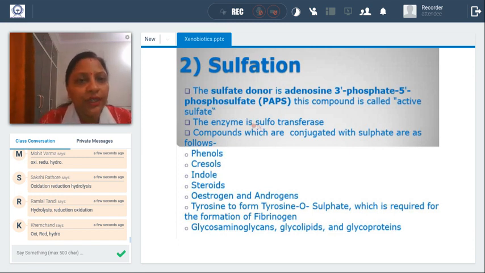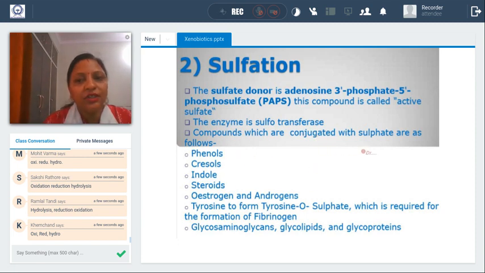Next conjugation reaction is sulfation. The sulfate donor is adenosine 3-phosphate 5-phosphosulfate, that is PAPS. This compound is called active sulfate. The enzyme involved in this reaction is sulfotransferase.